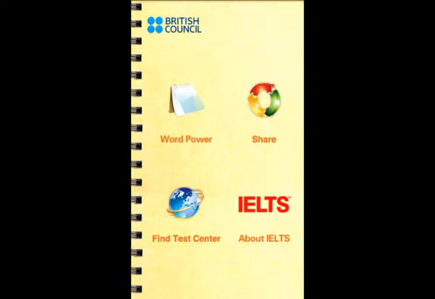You've got the Word Power app itself, you've got Find a Test Centre, which I think takes you to a web page where you can find a test centre in your part of the world. There's some basic information about IELTS. Then there's a share option, which enables you to share, I think, your scores, but also information about the app with other users on Facebook and Twitter and so forth. But I want to focus mainly on the Word Power section itself.